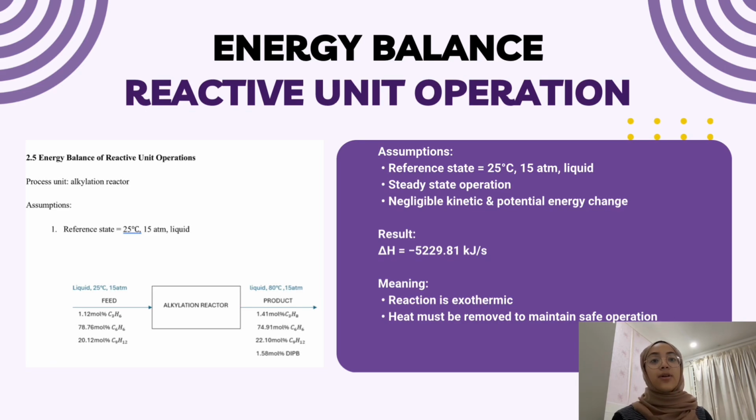An energy balance was also performed for the alkylation reactor. The calculation was carried out using a reference state of 25 degrees Celsius and 50 atm, assuming steady-state conditions and negligible kinetic and potential energy changes. Using the heat of formation method, the overall enthalpy change was calculated to be negative 5,229.81 kilojoules per second. This negative value indicates that the reaction is exothermic, meaning that heat is released during the reaction. Therefore, proper temperature control is required to maintain safe and stable reactor operation.